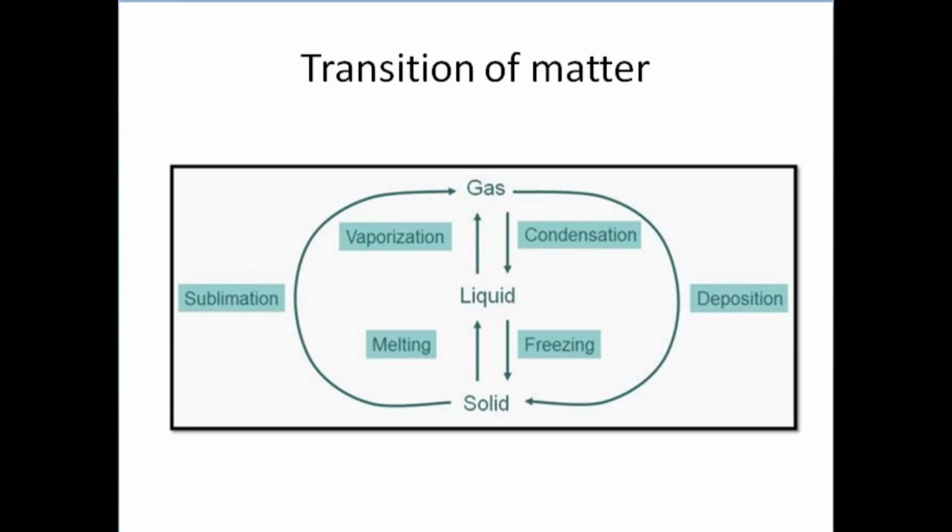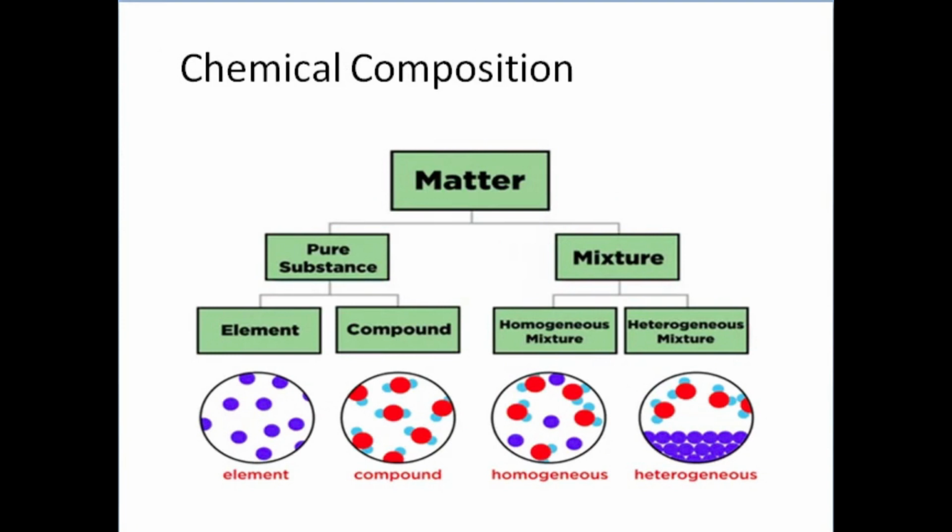So in this chapter, it is the continuation of the last chapter which we did, that is matter. This is part 2 of that, and in the last class you studied the transition of matter. And now we'll study about the chemical composition of matter.